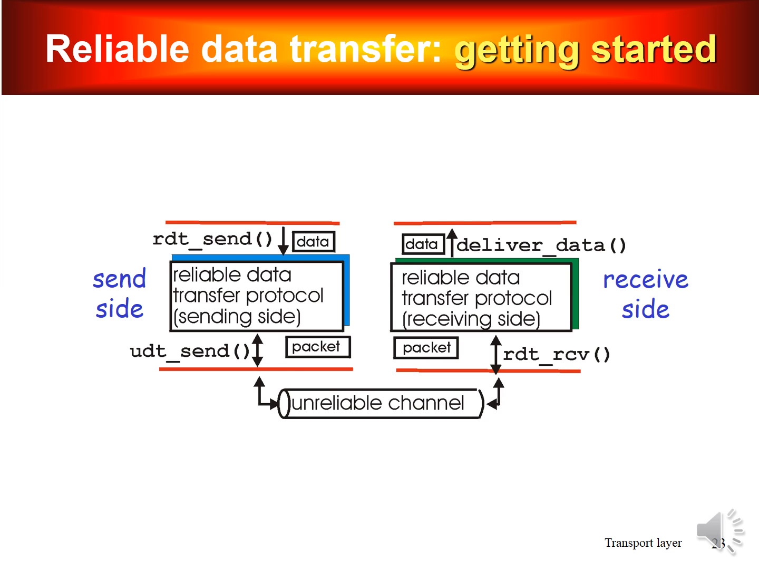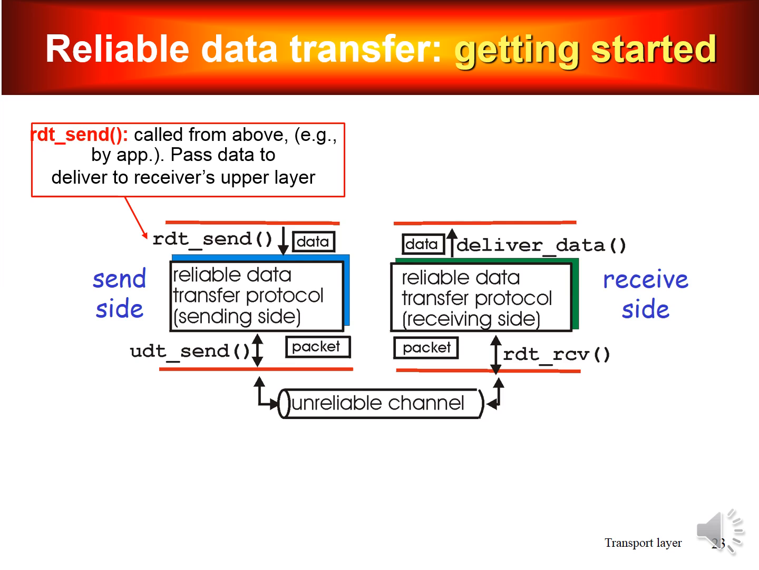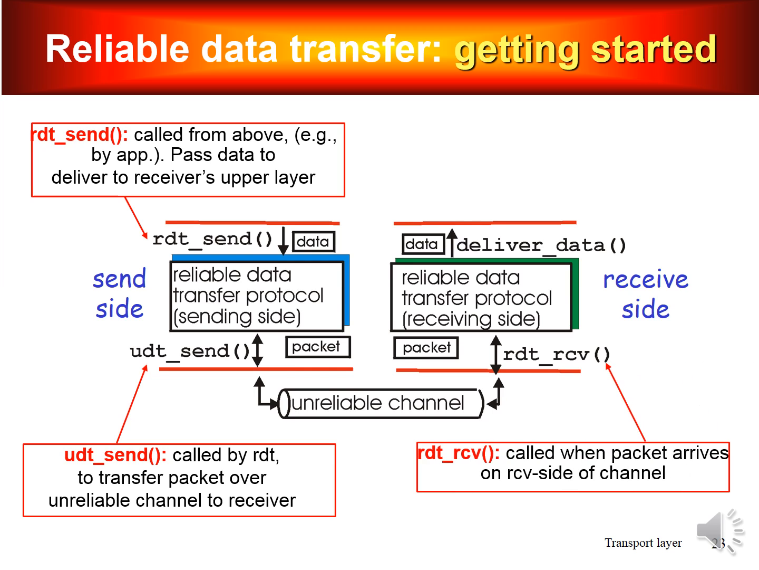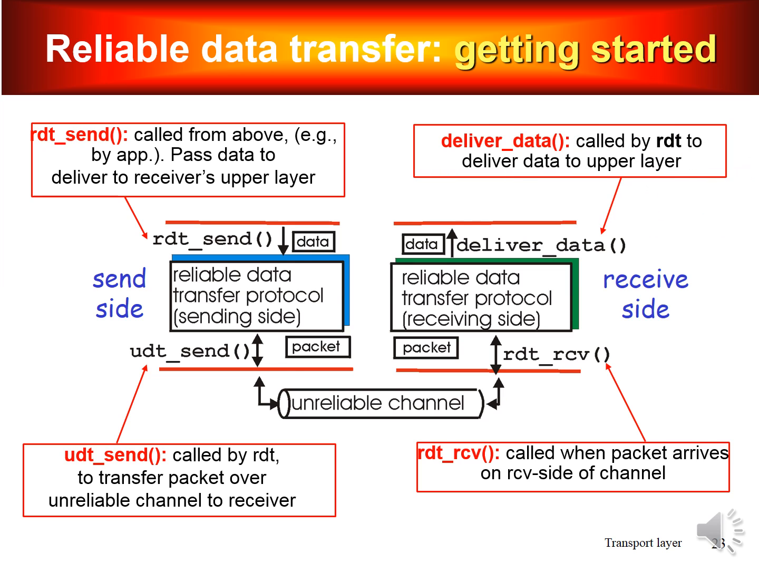So RDT send side and receiver side, unreliable scheme. The RDT send is called from above, passing data to deliver to the upper layer. UDT send is called by the RDT to transfer a packet over the unreliable channel to the receiver. RDT receive is called when a packet arrives on the receiver side of the channel. Then RDT delivers data to the upper layer.